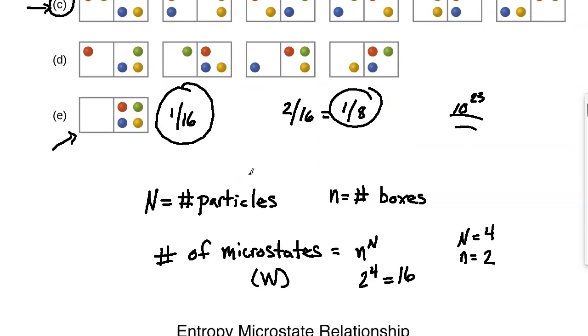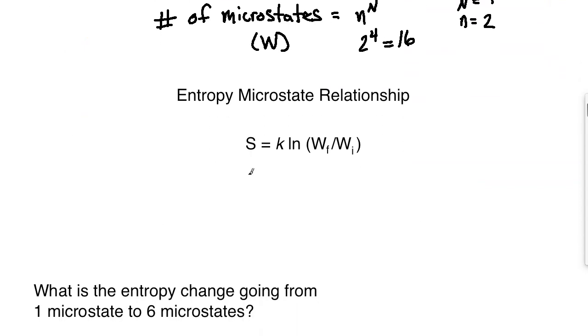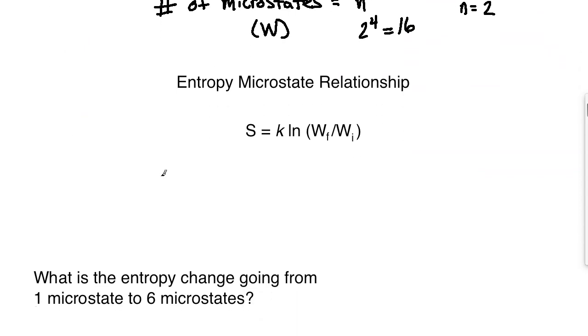All right, so what about the math involved with this? So here's the math. The entropy microstate relationship is going to be S, where we're discussing entropy. Now, whenever you see delta, it's talking about a change in entropy. If you just see S, we're talking about entropy itself.